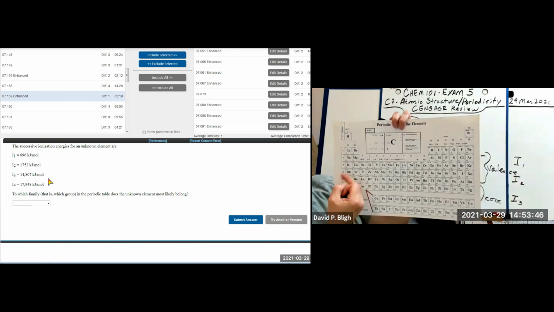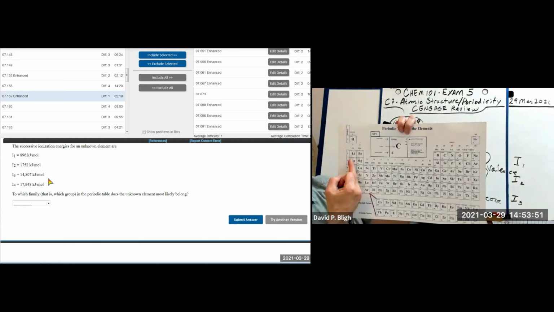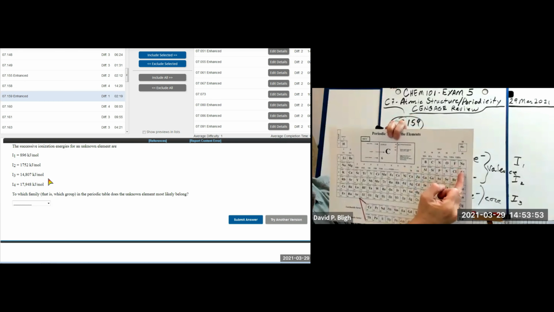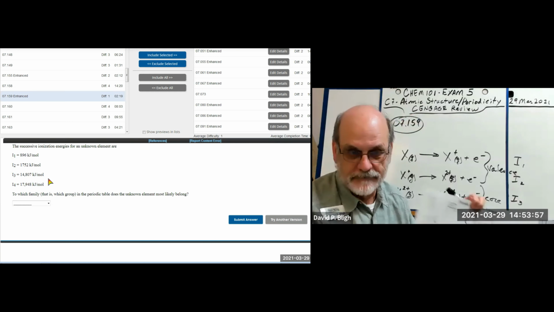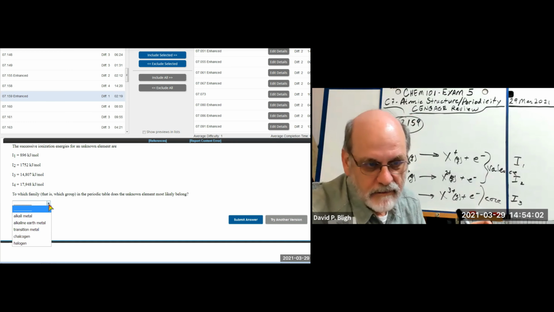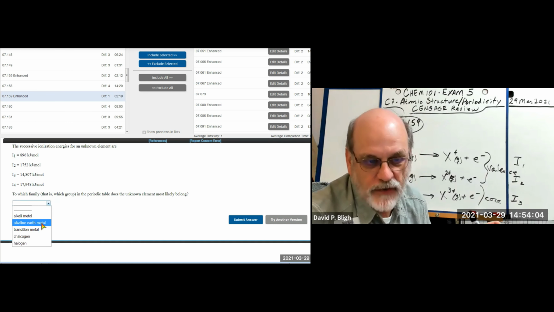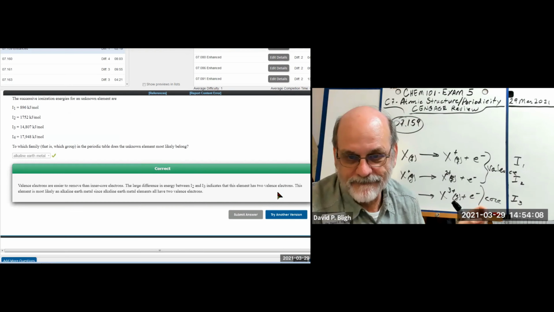Right? For example, if we took magnesium, remove one electron, that puts it here. Remove another electron, that puts it over here. The third electron is like trying to strip an electron from a noble gas. So this would be alkaline earths. Okay?